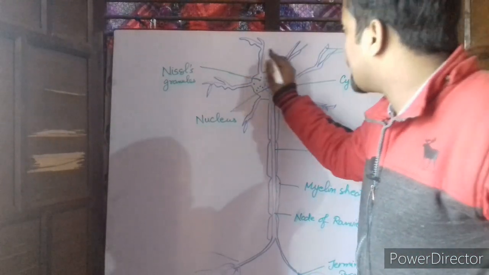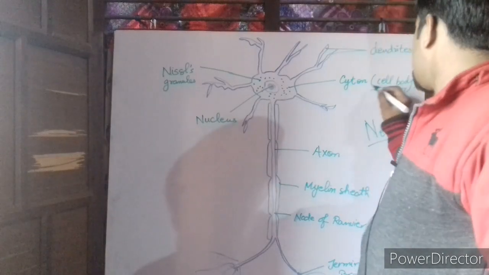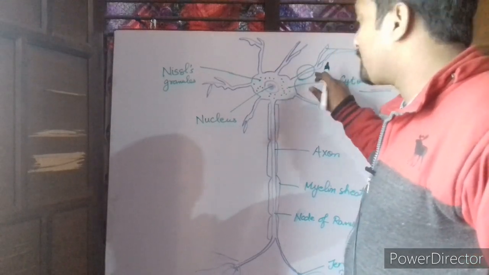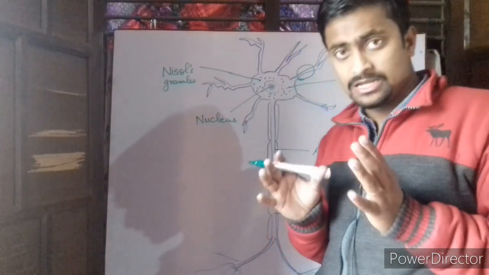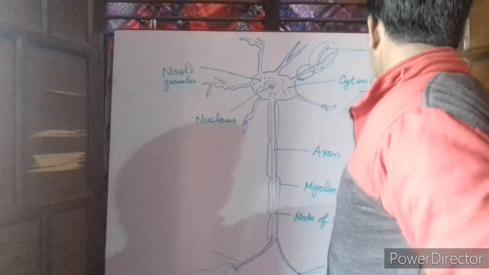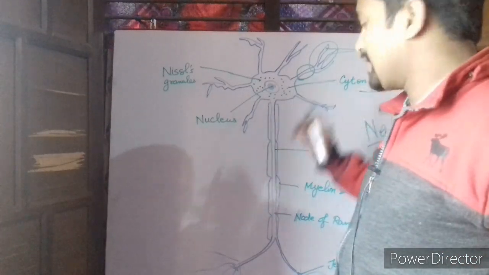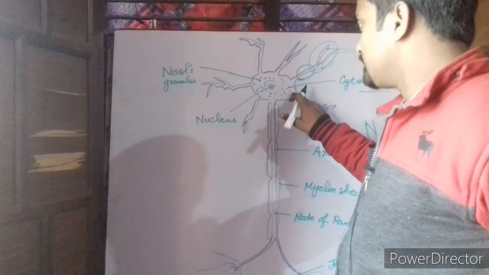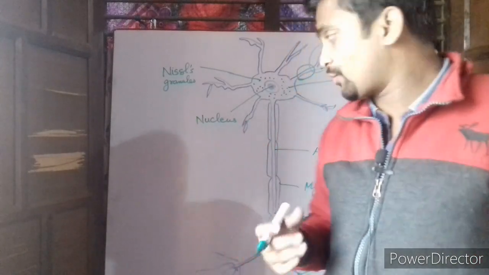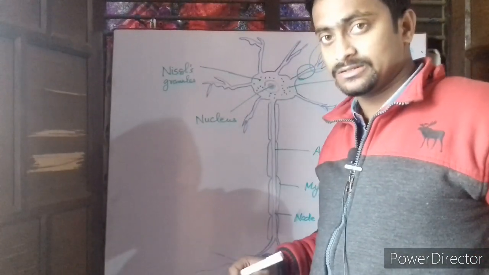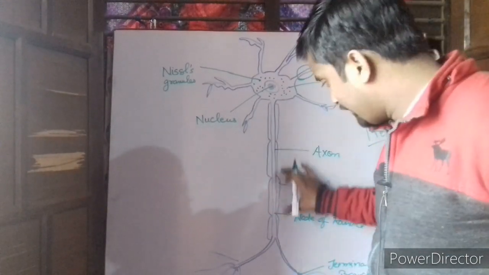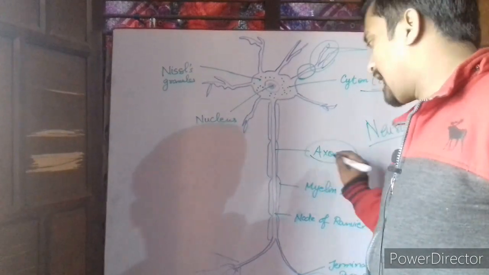Its first part is the cyton, and this cyton is also called the cell body. This cell body is further branched or elongated to form branches. These are also called dendrons. Now these dendrons further form branches, and these branches are also called the dendrites. This cyton or cell body consists of a nucleus and small dot-like structures which are actually clumps of ribosomes, which are also called the Nissl's granules. This cyton or cell body elongates into a tube-like structure, and this elongated tube-like structure is called the axon.